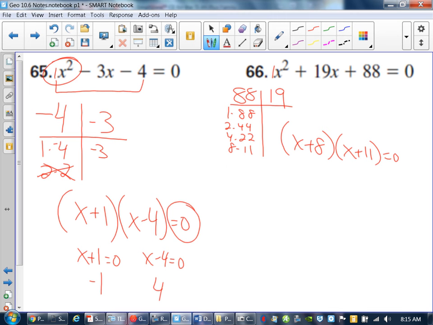What are my two zeros then? Negative 8, good, and negative 11. Where does it cross the x-axis? Negative 8, negative 11. That's what those questions technically are asking you when you're factoring stuff out, okay?